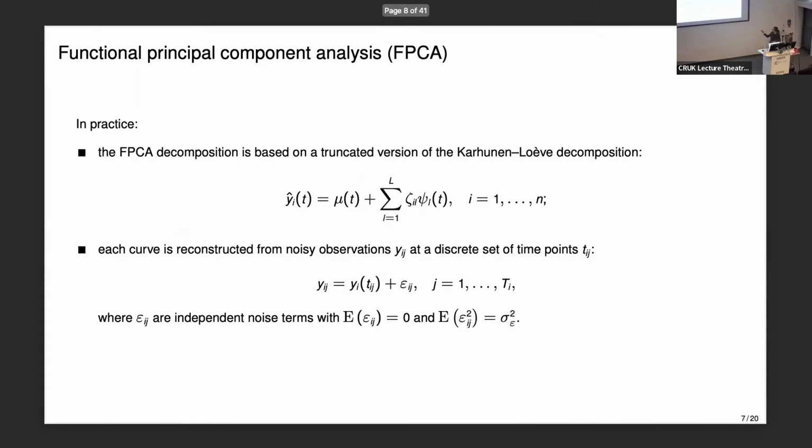Right now, of course, in practice, we truncate the series at some positive integer capital L here, and we typically choose capital L by looking at the proportion of variance explained by the first few eigenfunctions. So typically, the first 2 or 3 eigenfunctions will capture most of the variability in the data. And then, of course, we don't observe the continuous curves themselves, but we have a discrete set of observations which have measurement error with residual variance sigma epsilon squared here.